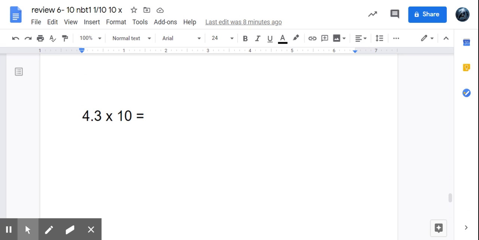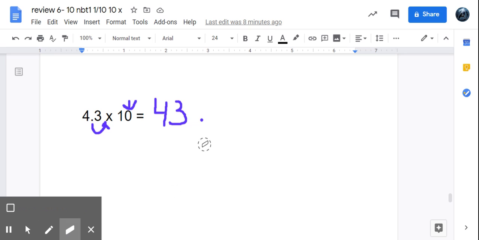Four and 3/10 times 10. 1 0, the decimal is moving one time. 10 should make it bigger. What do you think the answer should be? Let's work it out together. 1, 0, getting bigger. Move that decimal one time. 4, 3, point. Now, do I need that point at the end? No. In math, we just say 43.